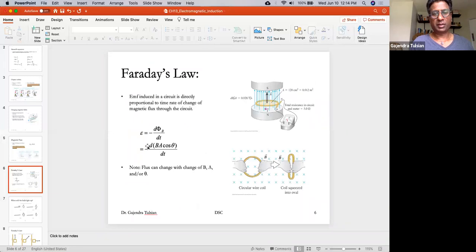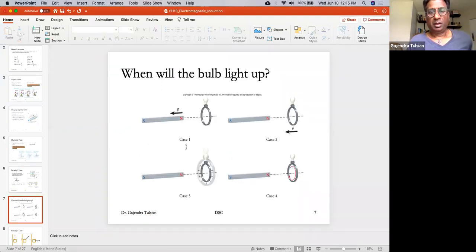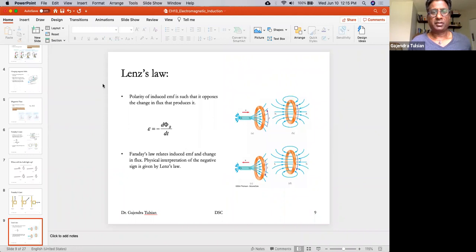But Faraday's law tells you that the induced EMF in a loop is equal to the negative of the time rate of change of the magnetic flux through that loop. All right. Lenz's law is related to that negative sign, and it tells you the direction of the induced EMF or induced current. What Lenz's law tells you is if you move the magnet towards this coil, the induced current is in this direction. If you move it away, the induced current is in that direction.